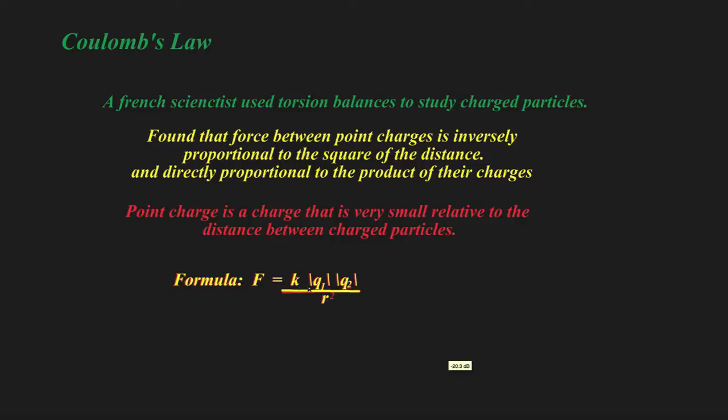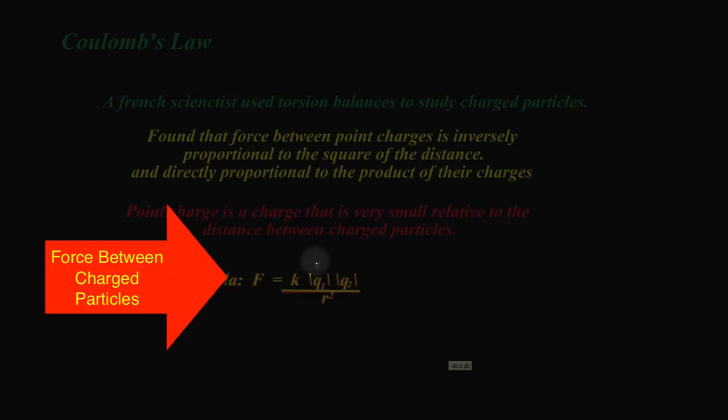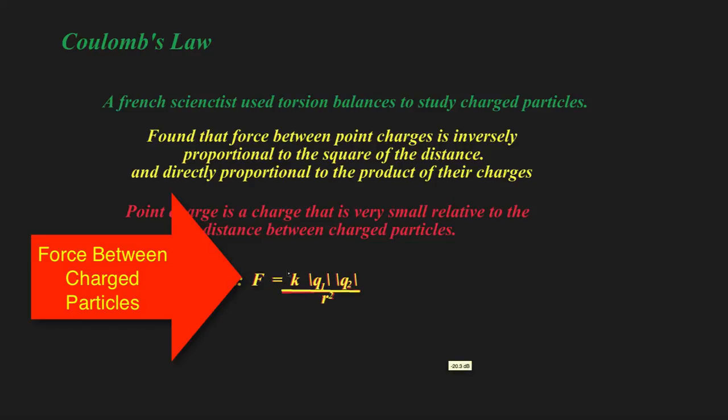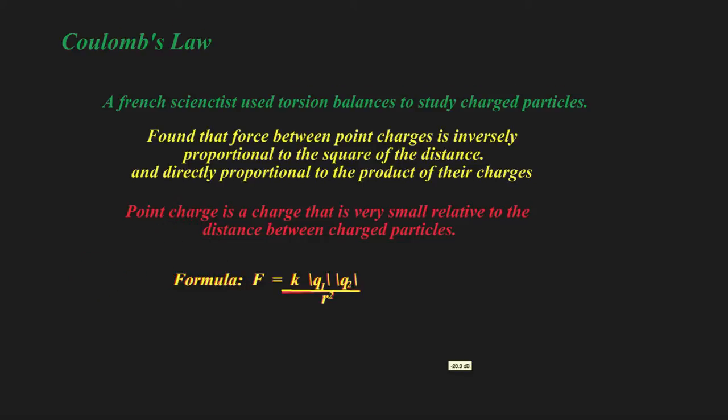The formula is this right here. The formula is F equals K, the constant of proportionality, times the absolute value of Q1 times the absolute value of Q2, over R squared. Okay, and this is going to be how you calculate the force between two charged particles, point charges, or more than two. We'll talk about that in a little bit.